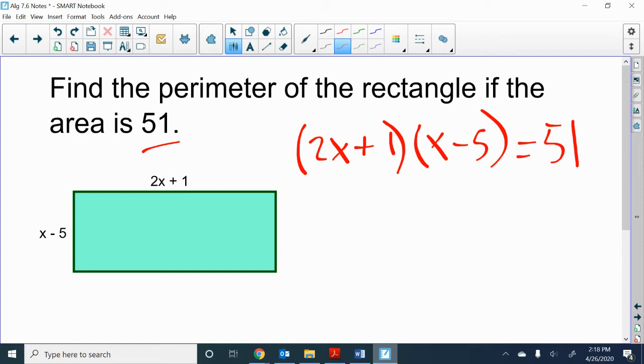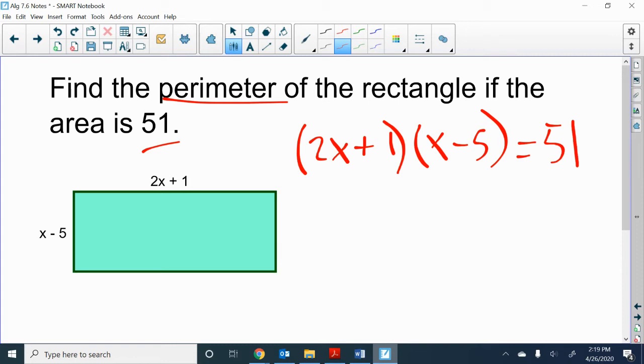So I'm going to say that the length, 2x plus 1, times the width, x minus 5, is equal to the area of 51. Now, I'm going to get two solutions for x in this algebraic equation. They both might work back in the original context of the question. This is a geometry question that we're using algebra to solve. So always keep in mind what the question is looking for. The question is looking for perimeter. So I have to plug in my answers for x anyway.